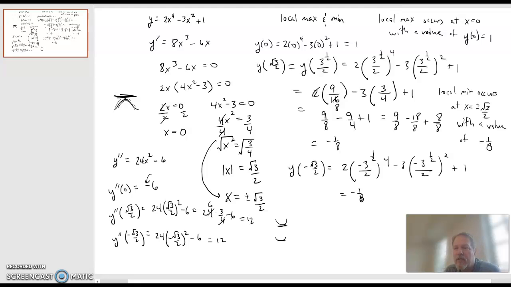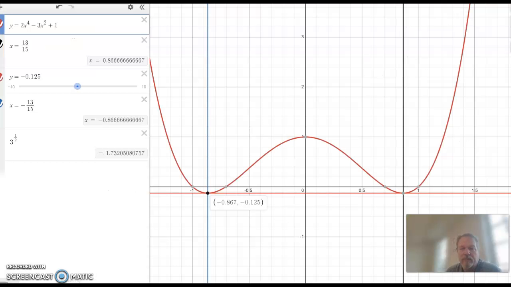And if we look at Desmos, you'll see over 0 and up 1 is a local max, and to the left, negative square root of 3 over 2, comma, negative 1/8, and to the right, square root of 3 over 2, comma, negative 1/8. Those are my local mins. So let's look at Desmos. Yes, 0, 1 is a local max. I'm at the top of a hill locally. And to the left and right, square root of 3 over 2 and down 1/8 are my two relative mins or local mins. We'll talk more tomorrow about global max and global min, but this is enough for now.